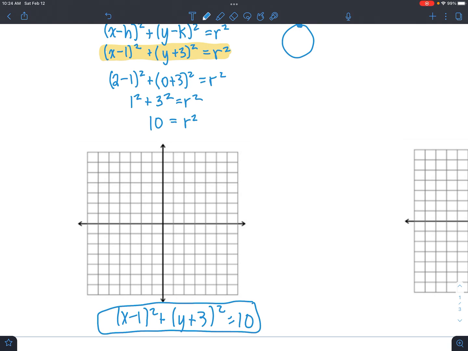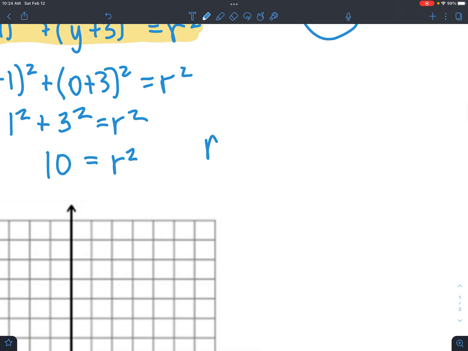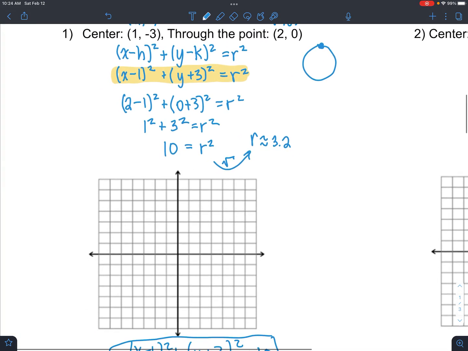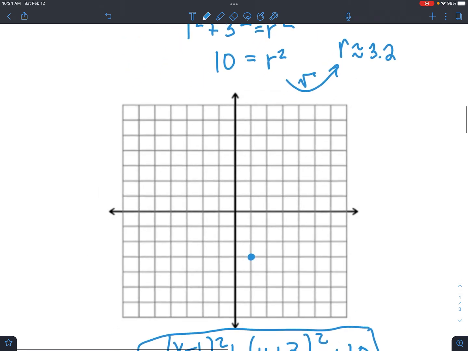And to graph, we need to know a decimal for the radius, because we're counting blocks, so a decimal would be helpful. Turns out that r is approximately, so we take a square root. Okay, and plotting a circle is kind of fun. You go to the center, which is down here, and the radius is 3 and some change.